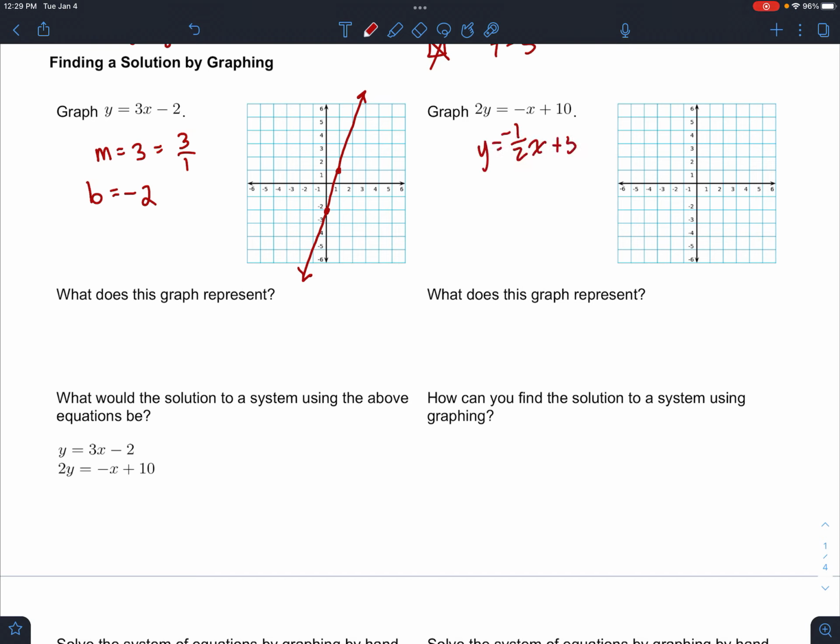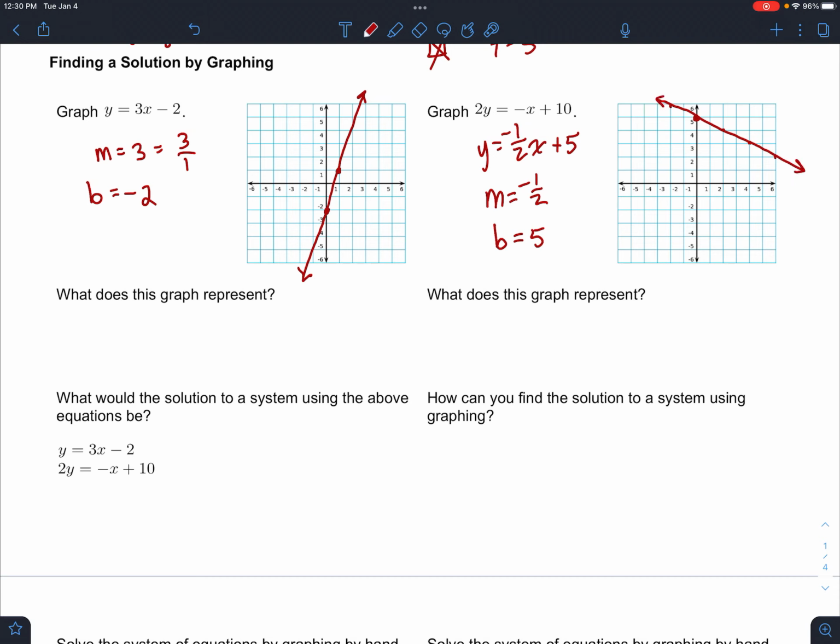I'm going to divide everything by 2. You want to solve for y, and then I can see what my slope is and what my y-intercept is. So I'll start at 5. Remember, the 5 is a y value. You start on the vertical axis, not here. Don't start there. So down 1 over 2, down 1 over 2, down 1 over 2, and I'll just complete this line the best I can, and there we go.